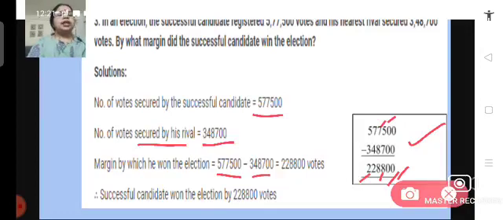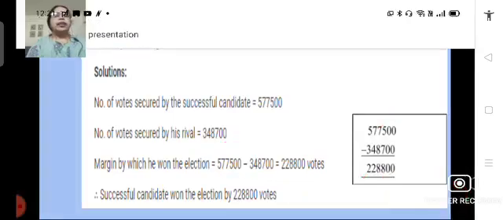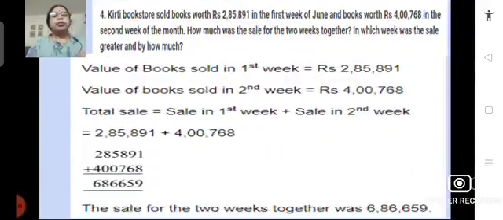So what is the number of votes the successful candidate won by? It is 2,28,800 votes. So by these many votes the successful candidate has won the election. Let's move on to the next problem.